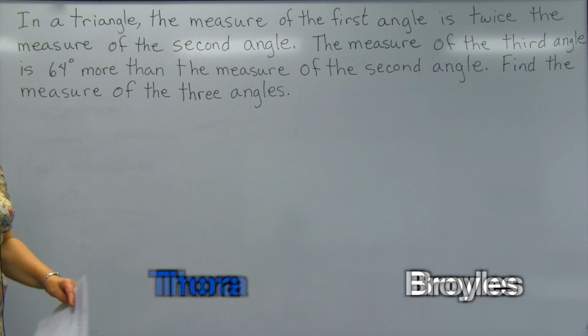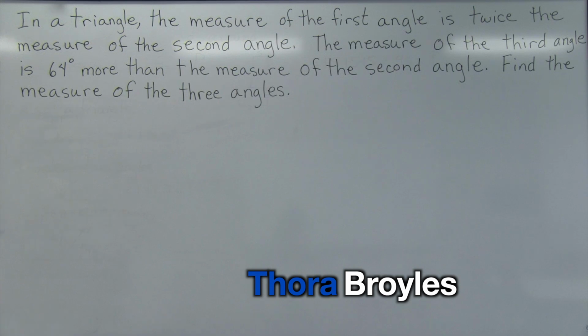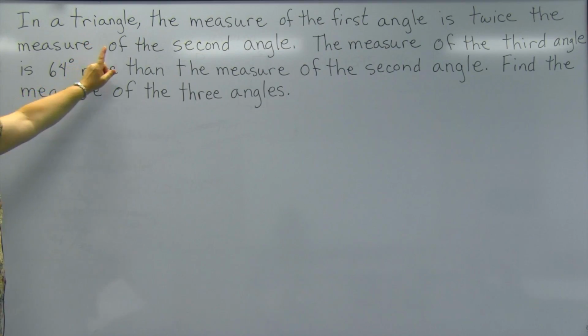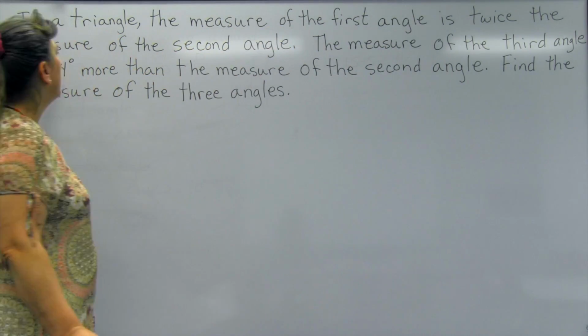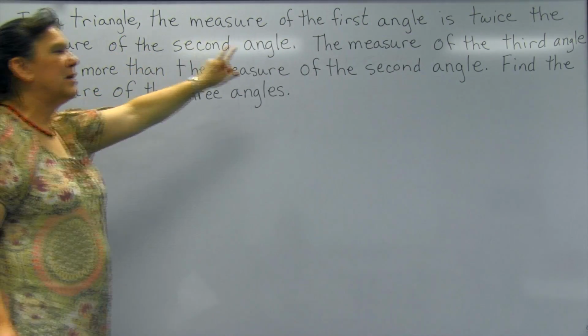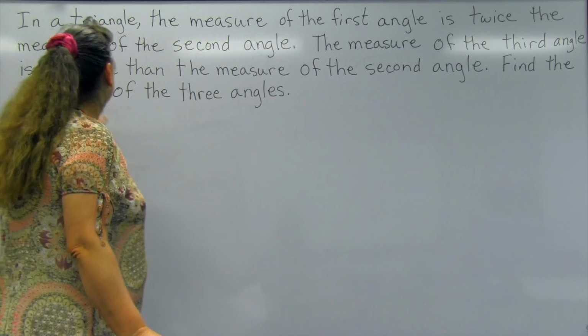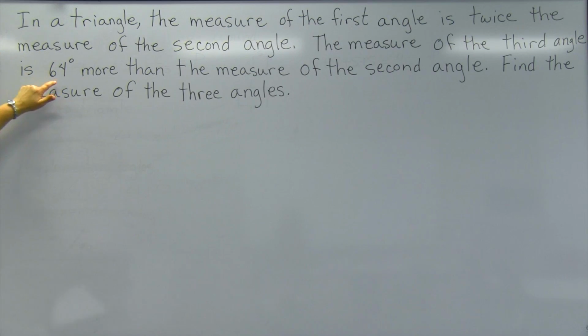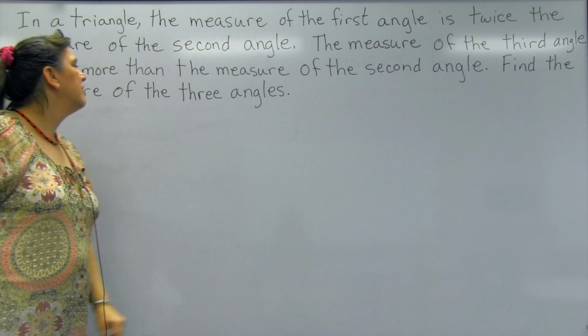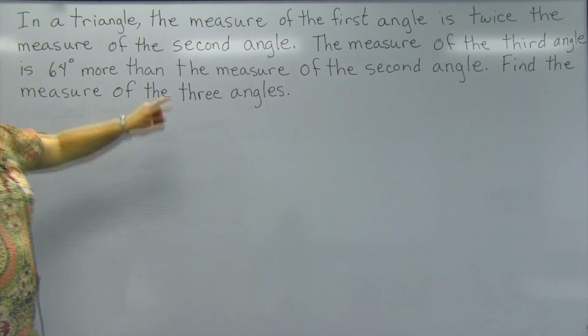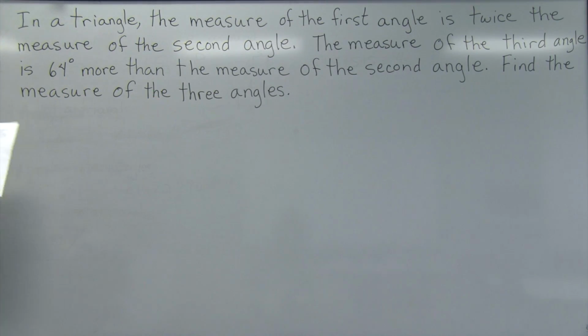Okay, remember we're talking about geometric shapes. So let's read this problem and identify the shape. In a triangle, the measure of the first angle is twice the measure of the second angle. The measure of the third angle is 64 degrees more than the measure of the second angle. Find the measures of the three angles.